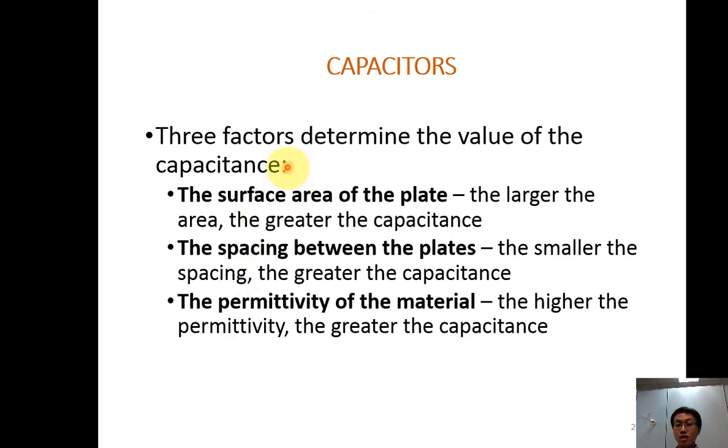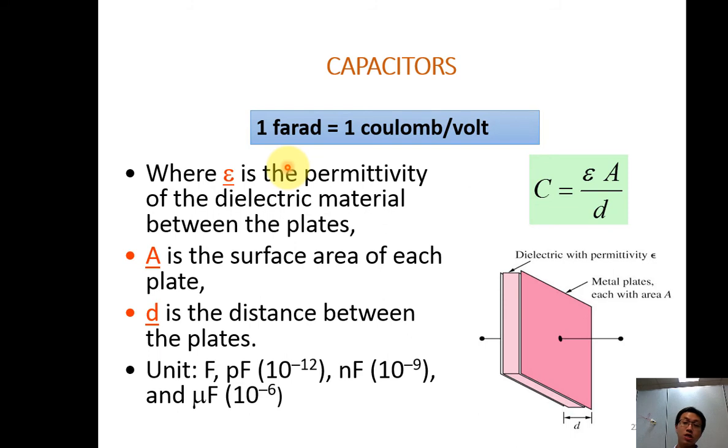And then there are three factors that determine the value of the capacitance. One, as we discussed before, the surface area of the plate. Another, the spacing between the plates. And then the permittivity, which we put in this equation. So if we want a higher capacitance, we may either increase the area, decrease the distance, or use a better material.